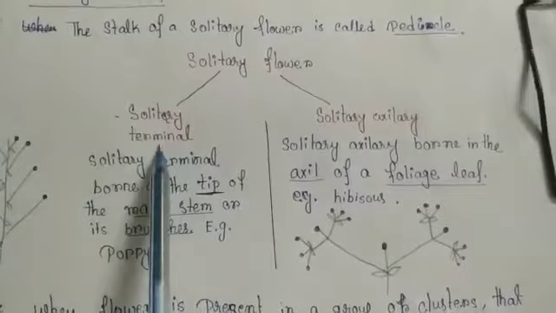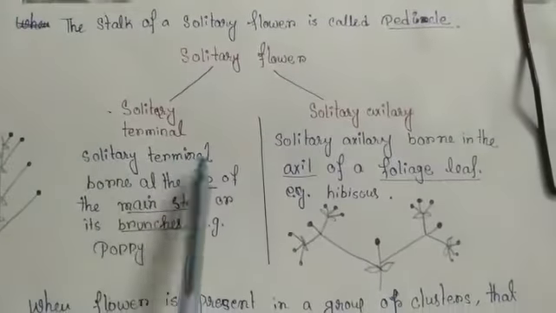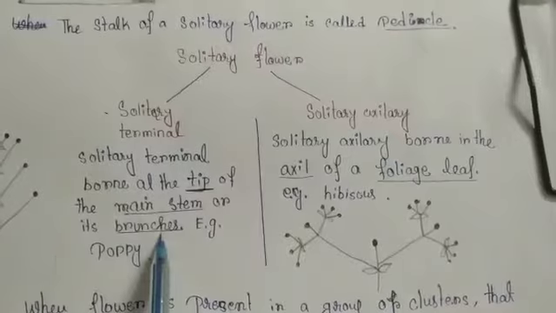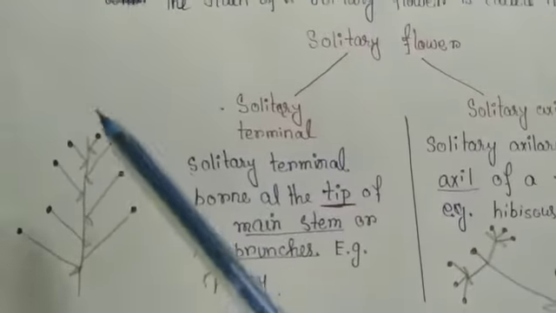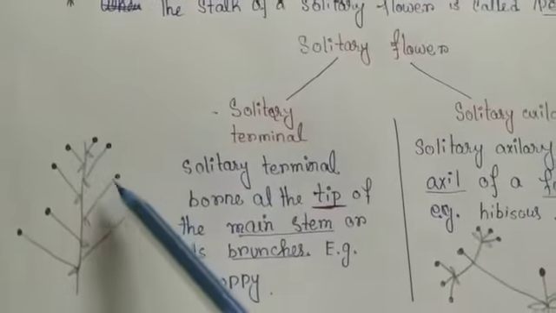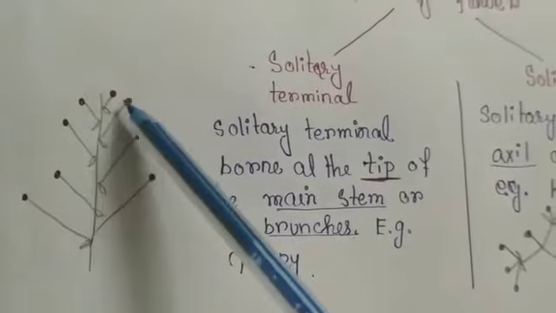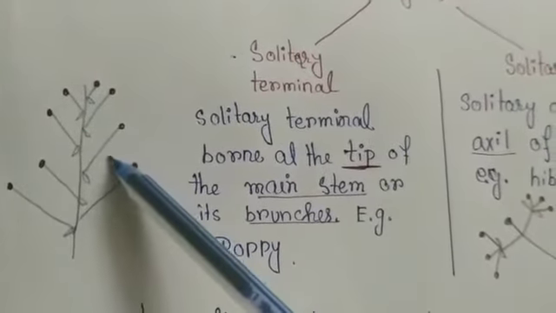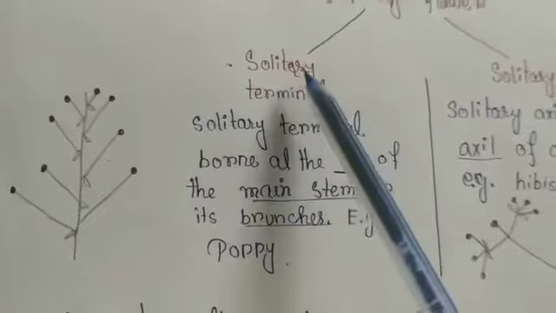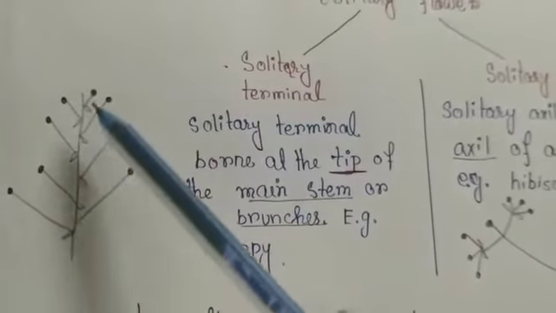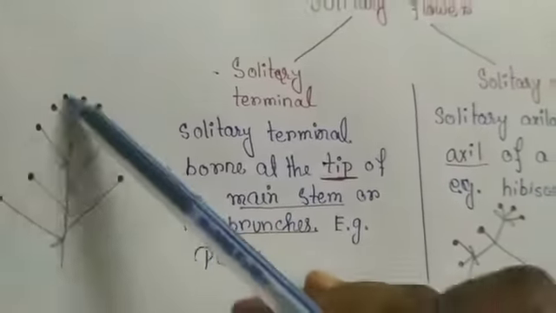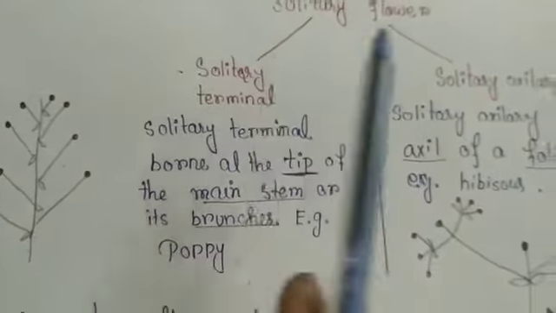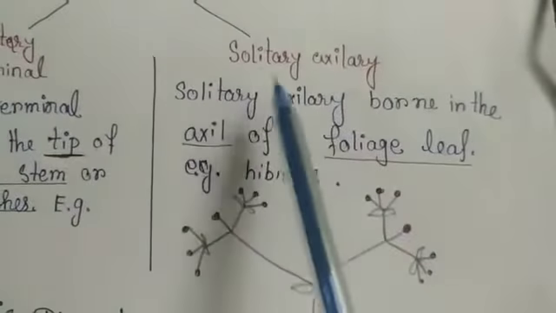First, solitary terminal. Solitary terminal is borne at the tip of the main stem or its branches. Here you can see this diagram. These are the flowers. A single flower occurs at the tip of the main branches. All the flowers remain at the tip of the branches or the stalk. It's called solitary terminal, and the example is poppy.